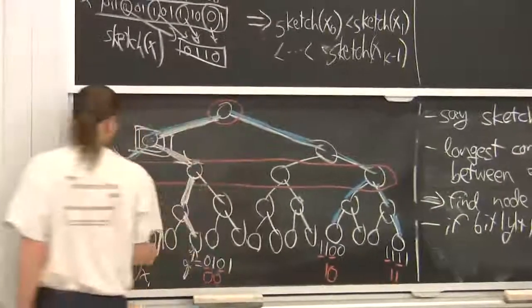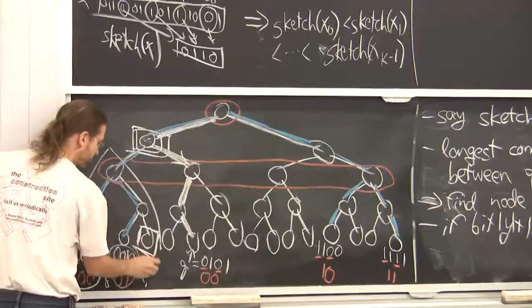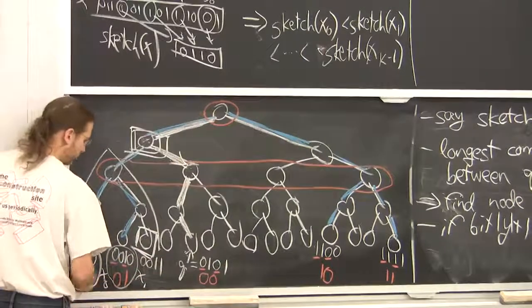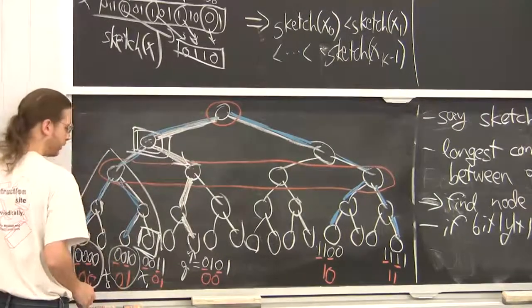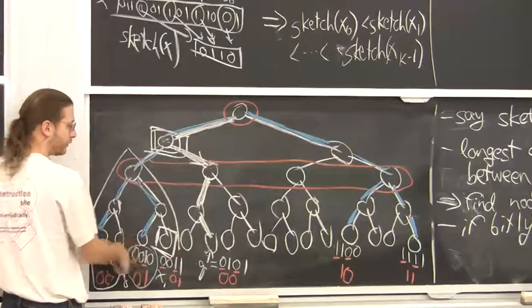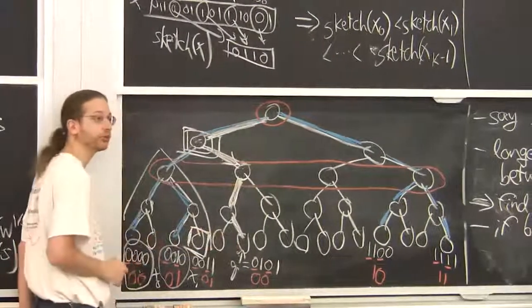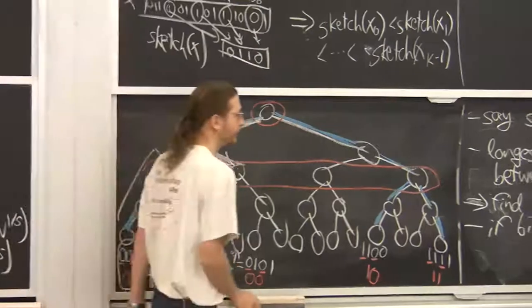If we do that, and what is this node? Let's label it 0, 0, 1, 1. If you look at the sketch bits, this has a sketch of 0, 1. So if I did a search here, I would actually find that this is the answer, and that actually is a predecessor of Q.